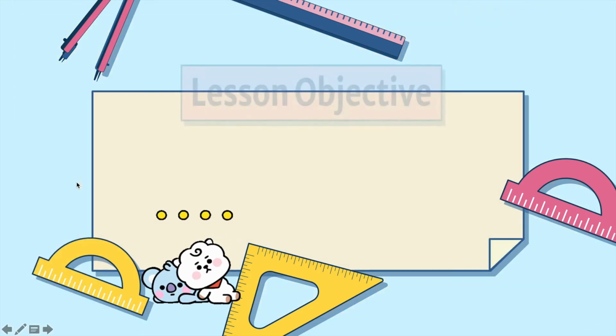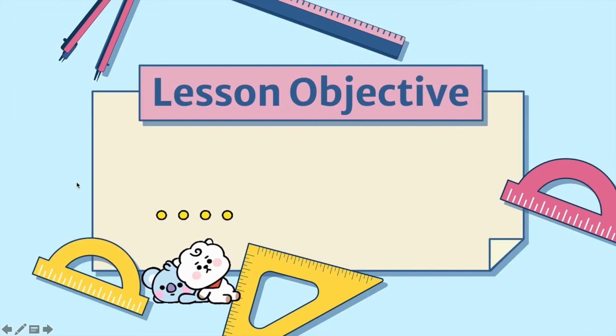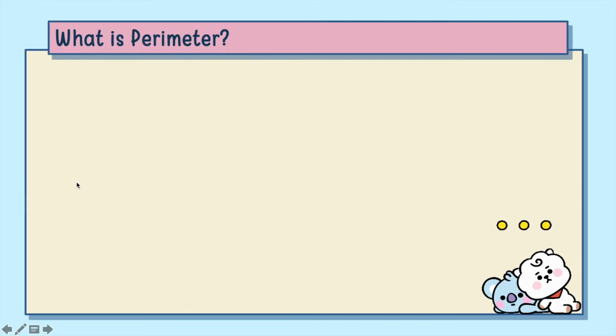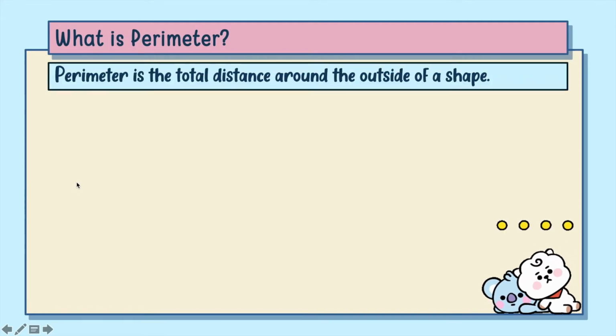So what is our lesson objective? Our lesson objective today is we are going to learn about finding perimeter of a square and rectangle. Now, what is perimeter? Perimeter is the total distance around the outside of a shape.